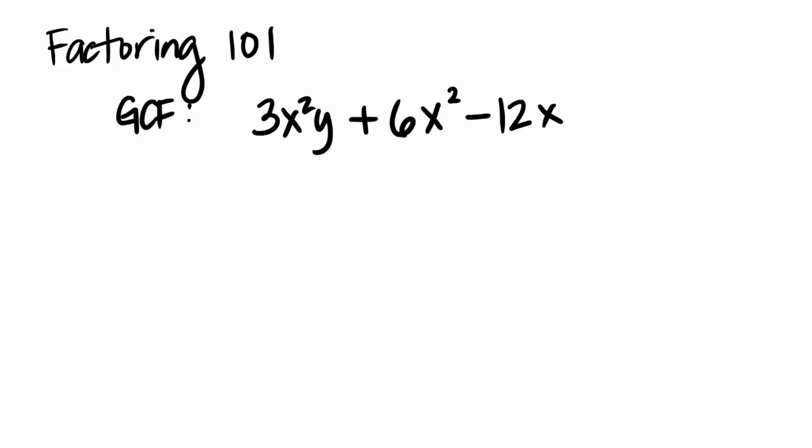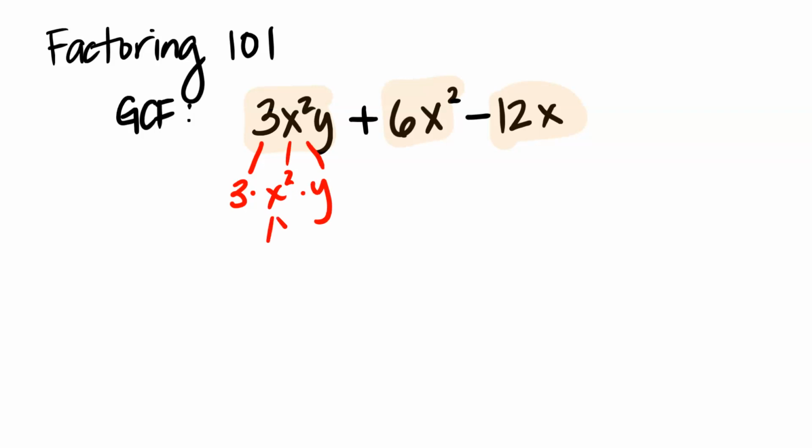So we could have something like 3x squared y plus 6x squared minus 12x. So in this case, we have three distinct terms, three distinct things separated by addition and subtraction. Within those terms, they have multiple pieces, which we call factors, right? So in this case, we can break this down. There's a factor of 3, an x squared, and a y.